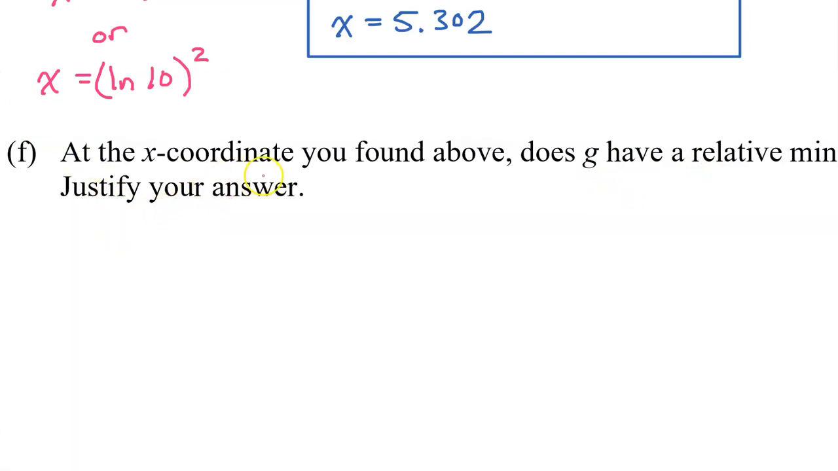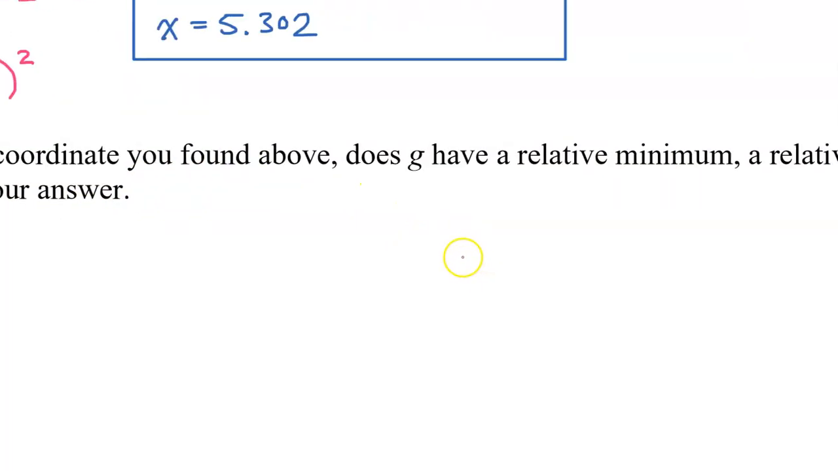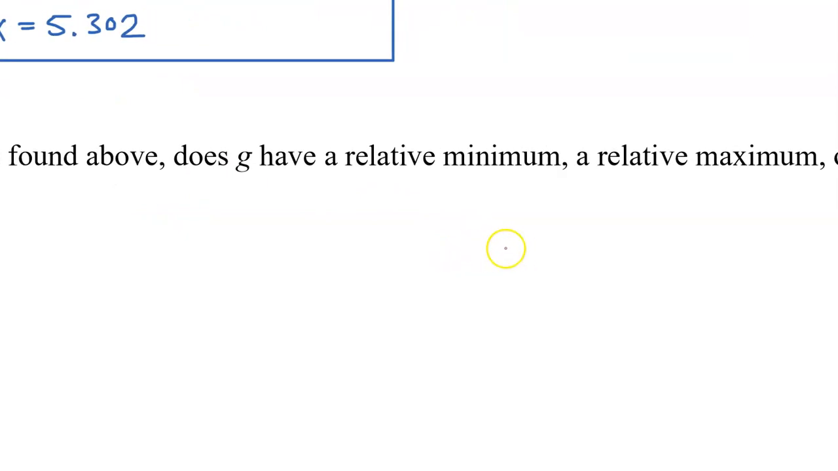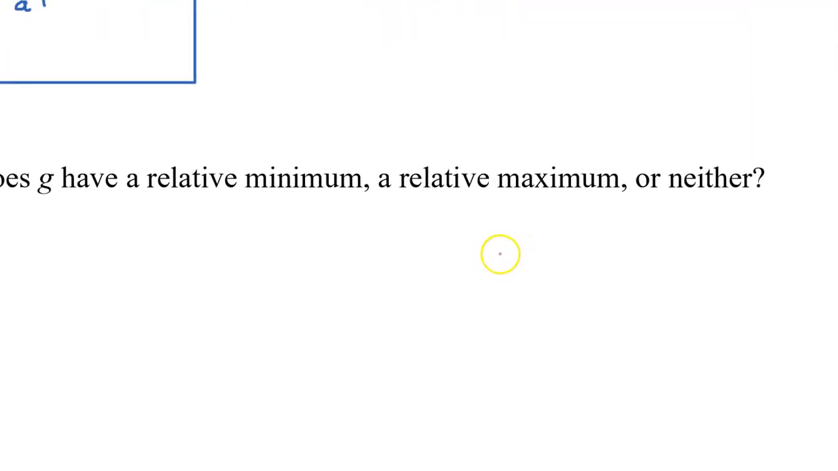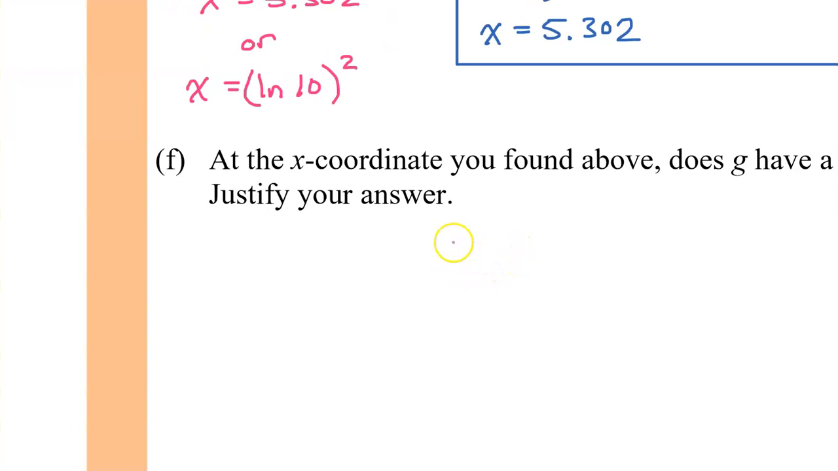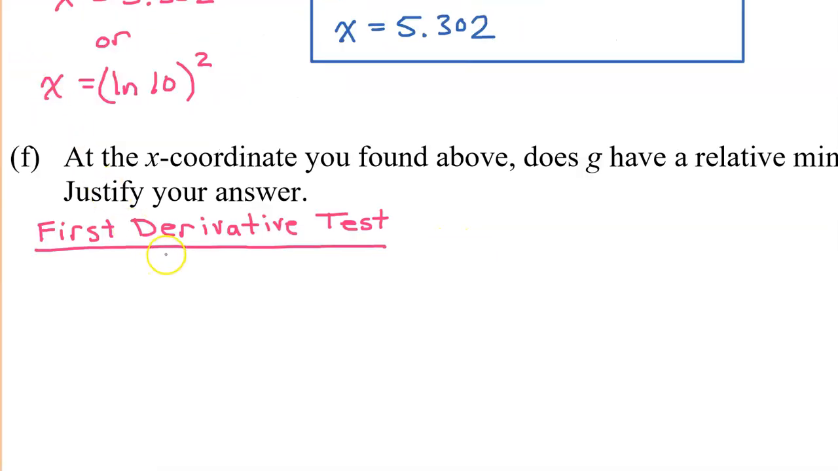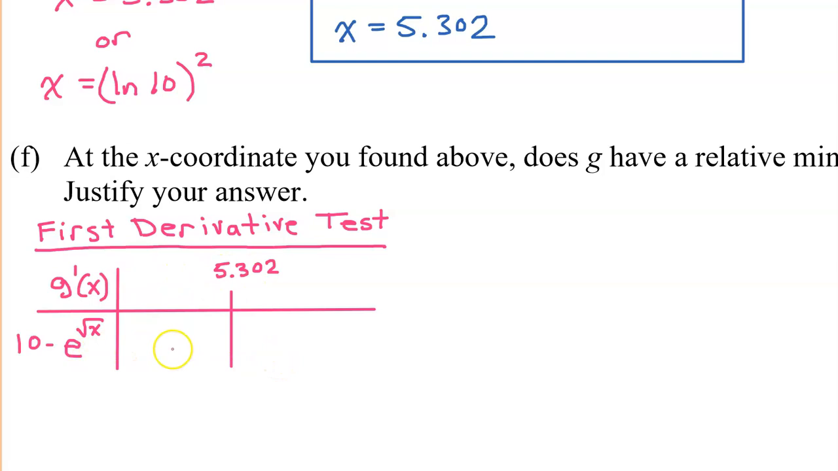Part F. At the x-coordinate you found above, does g have a relative minimum, a relative maximum, or neither? Justify your answer. We have learned two ways to identify a relative max or a relative min. One is the first derivative test, and the other is the second derivative test. Let's start with the first derivative test. This is where we make a sign chart of g prime.